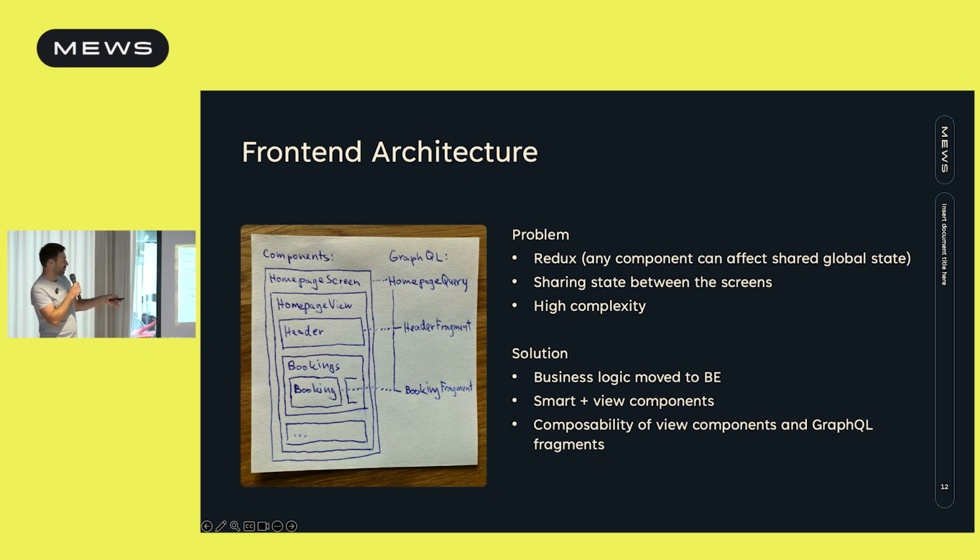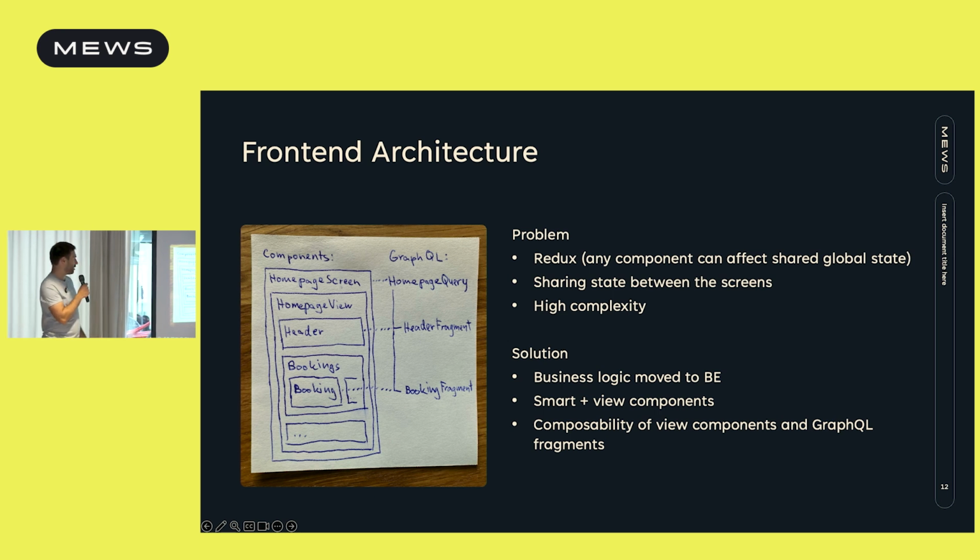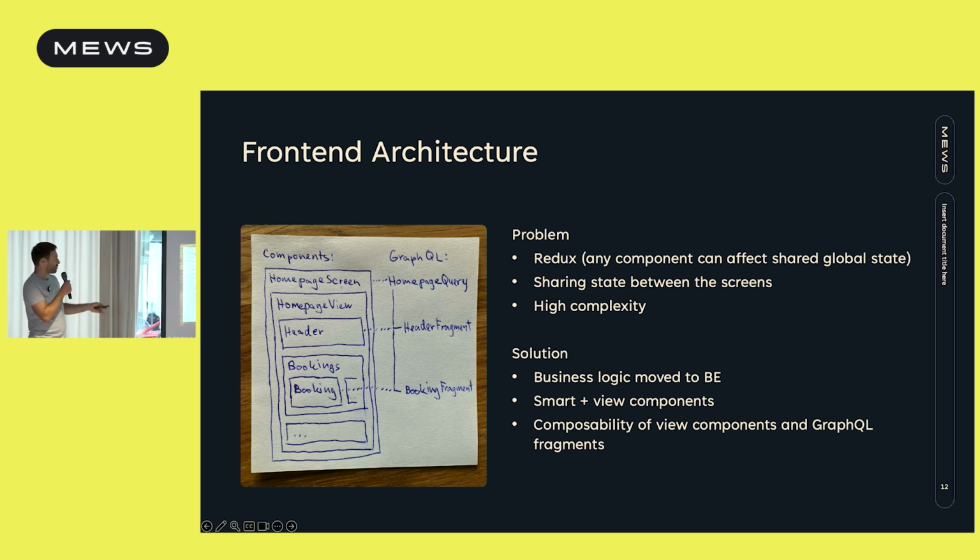So what we did is that we moved the business logic to the backend, which was very important. And we were using the concept of smart components and view components, which means that for the homepage, which is drawn here, you have a smart component which calls the API, and everything else is just dumb components which just render the data and nothing else. And we were using code generation, so we were using the types generated by GraphQL directly in the components, which was also quite useful.